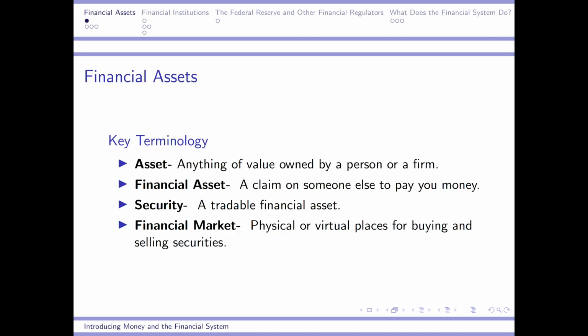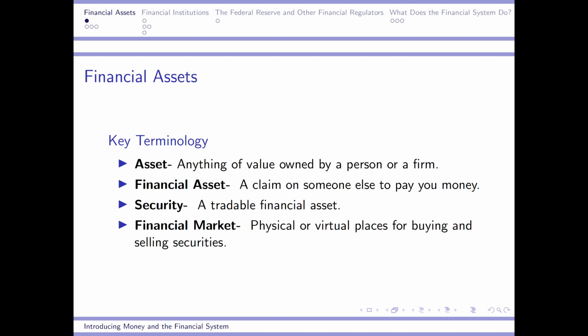Looking first at financial assets, at the very basic, an asset is anything of value owned by a person or a firm. So this could be the computer that I'm recording this on, my phone, laptop, or any stocks or bonds that I may own. Now, a financial asset is a subclass of assets, and a financial asset is a claim on someone else to pay you money. So that could be like a stock, bond, etc.